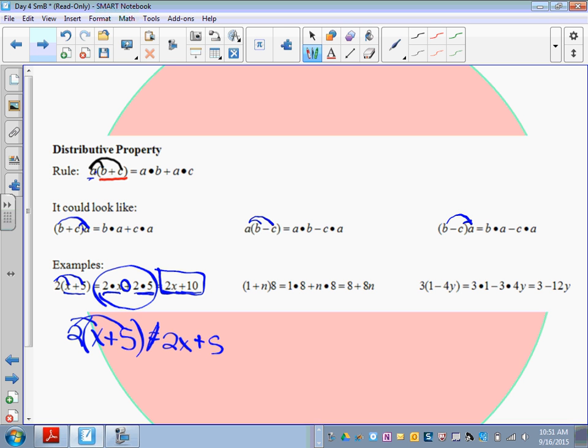So again, with these other examples here, I have to distribute my 8 to the 1, so I have 1 times 8. And my 8 to the n, so n times 8. And then again here, 3 times 1, which is 3, minus 3 times 4y, so minus 4y. So again, distributing that term in front to both pieces within your parentheses.